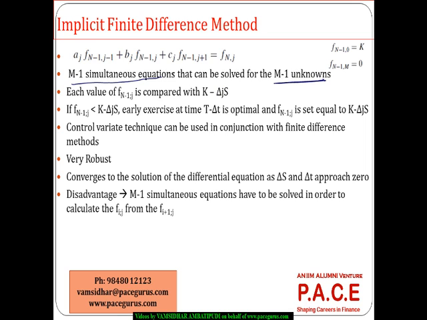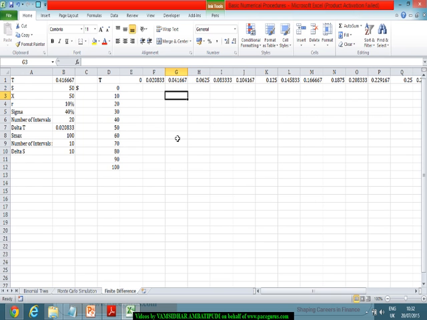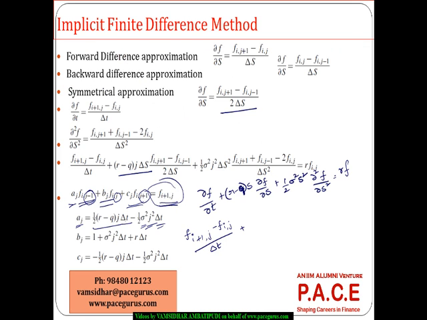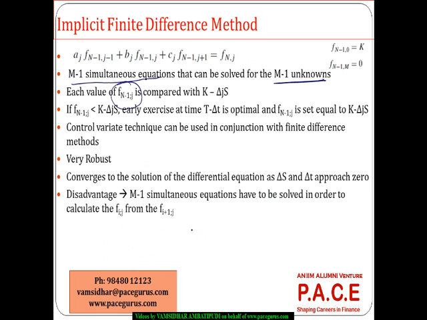Once I solve that, I am getting each value of f n minus 1 comma j. So I am solving all the simultaneous equations and getting m minus 1 values of f n minus 1 comma j, and each one is compared with k minus j delta s. If early exercise at time t minus delta t is optimal, then it is set equal to k minus j delta s.